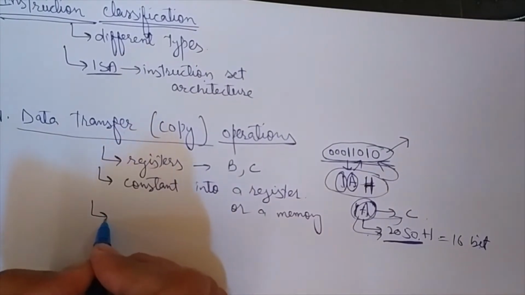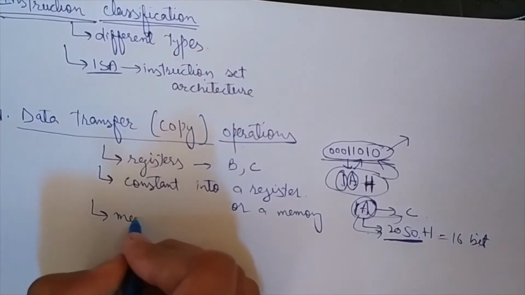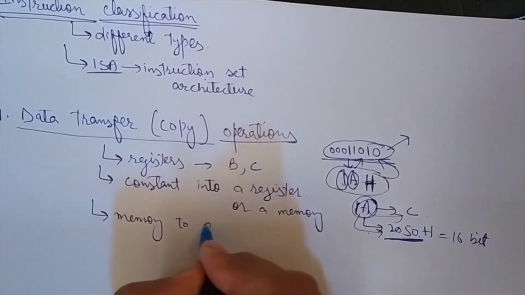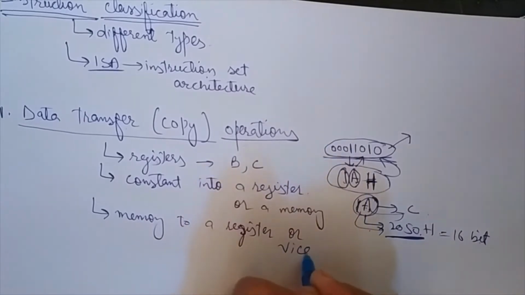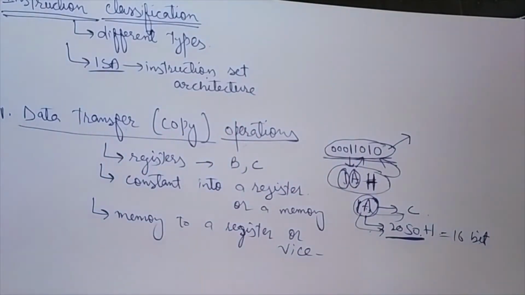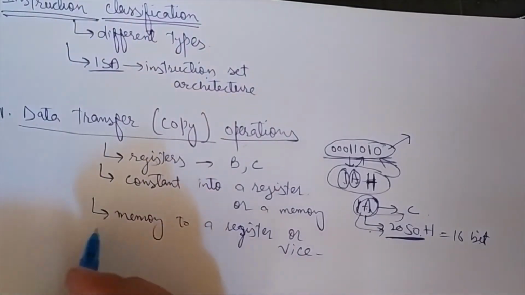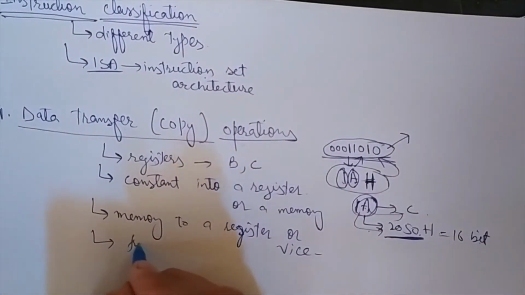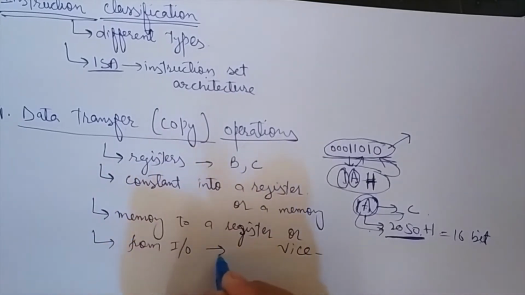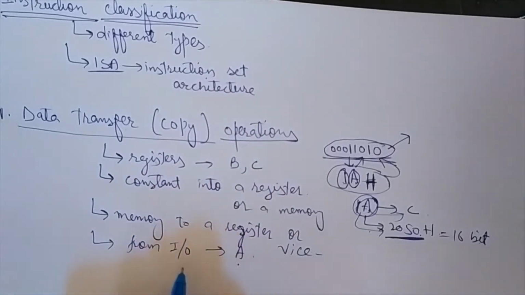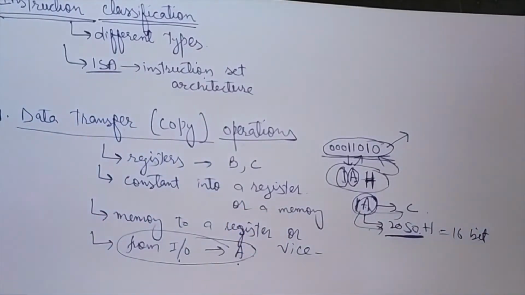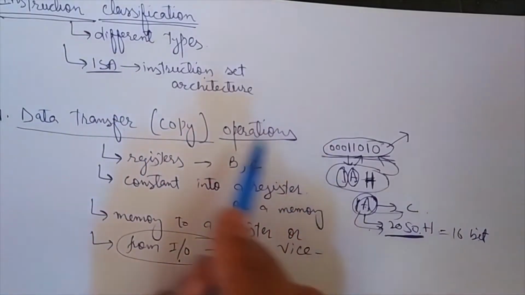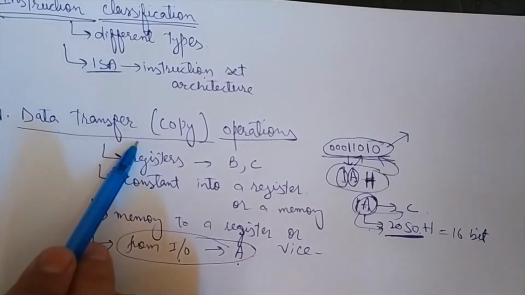Likewise, if we have to move some data from memory to a register or vice versa, then for that particular purpose we require data transfer instructions. Or if we have to transfer data from an input output device to an accumulator, or from an accumulator to an output device, then for this particular purpose also we require a data transfer instruction or data transfer operation. So these are different possible scenarios in which we require a data transfer instruction.